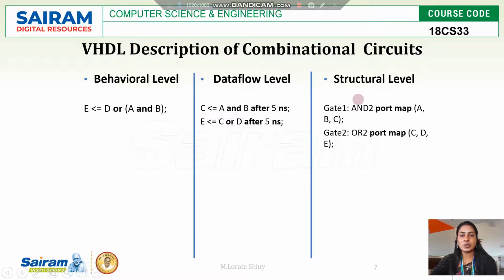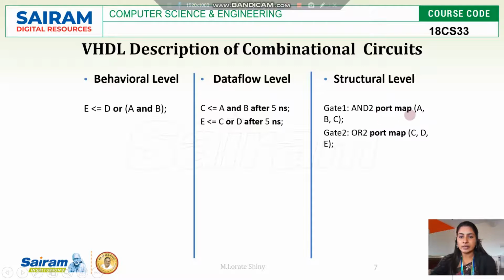Next, structural level. Structural level, as I told, will briefly describe the circuit. It will give each gate level output. There are two gates, gate 1 and gate 2. First you have to give a name to the gate. For the first gate, AND gate, I have given and2. and2 is nothing but a 2 input AND gate. There are 3 input AND gates also, but we have used a 2 input AND gate. So and2.